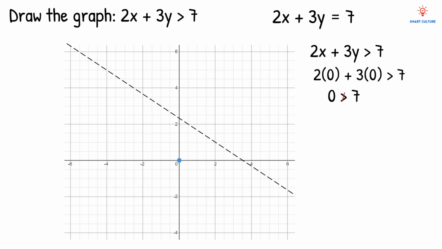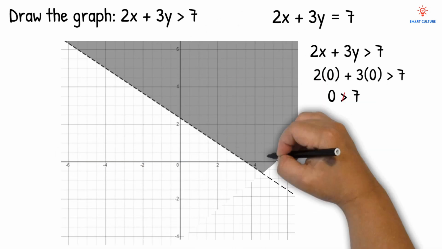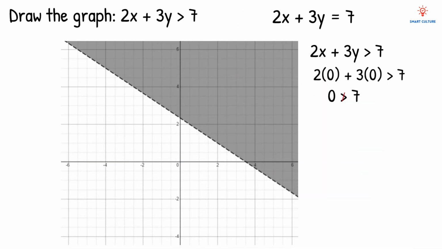Therefore, the half plane containing (0, 0) is not the solution set. Hence, the other half plane determined by the line 2x + 3y = 7 is the solution set. And since the line itself is not part of the solution, it is shown as a dashed line, and the half plane is shaded to show the solution set. So ultimately, the solution set is the half plane above and to the right of the line.